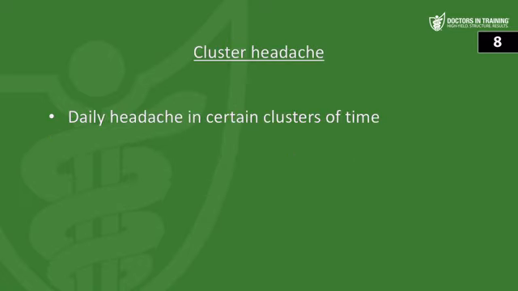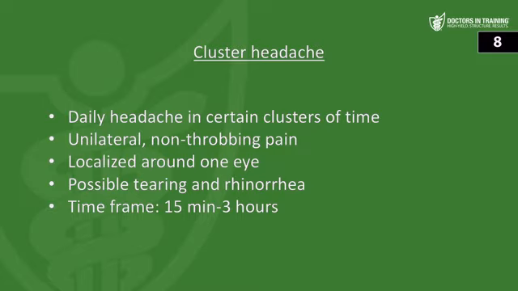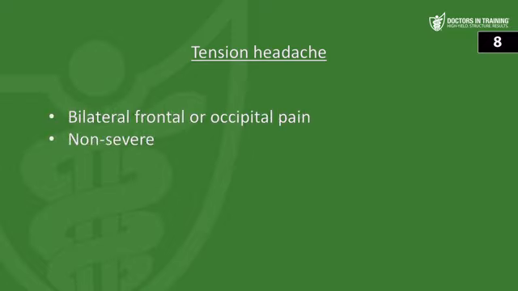With a cluster headache, you have daily headaches in those clusters of time. It's unilateral, but non-throbbing, and it's usually localized around one eye. You might have tearing or rhinorrhea with it. And a cluster headache is a shorter time frame, usually 15 minutes to 3 hours. And then a tension headache doesn't have any of those things. You'll just have a bilateral, frontal, or occipital pain that's typically not too severe, and it can go on anywhere from a few hours up to a week.